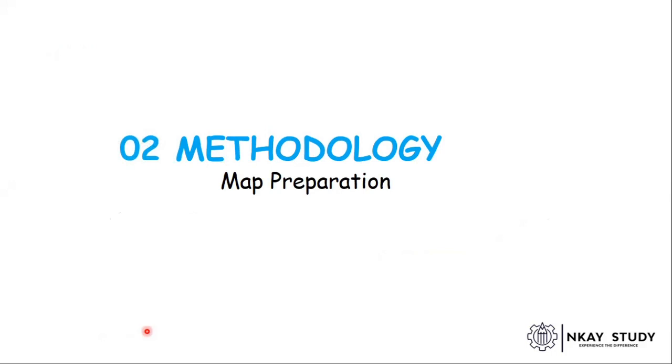So the next part will be methodology, which is map preparation. Good. So how do we prepare our map? It's very important to add the map of your location in the report, because the report is trying to solve a problem in your community. So you must give us the map of your community. Very simple. So let's look at NKay's map.